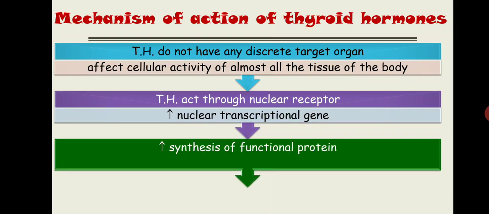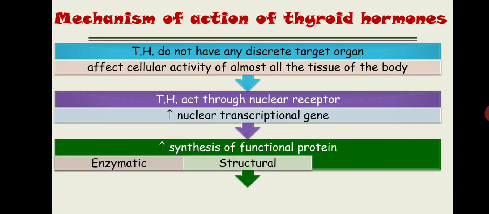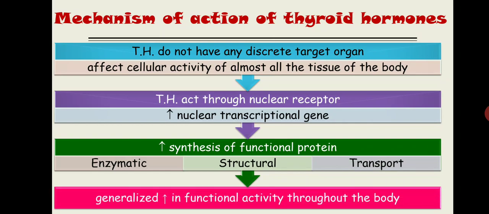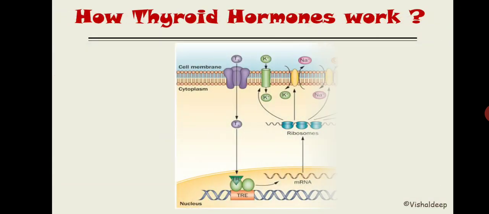Now this functional protein may be anything. It may be enzymatic protein, it may be structural protein, or it may be transport protein like pumps and channels and all this. Now by stimulating all the functional proteins, thyroid hormone is going to increase the functional activity of the cells throughout the body. This is how the thyroid hormone will work in a gross manner. Now let's discuss in a little bit of detail. Let me show you a diagram.